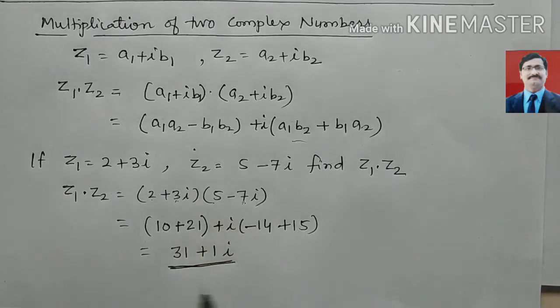Do you all understand? This multiplication is very simple. Look here, if you want, you multiply real part with real part, then imaginary part with imaginary part, you get the real part. Then real part into imaginary part you do, and then imaginary part into real part you do. You will get this multiplication. Do all of you understand this?